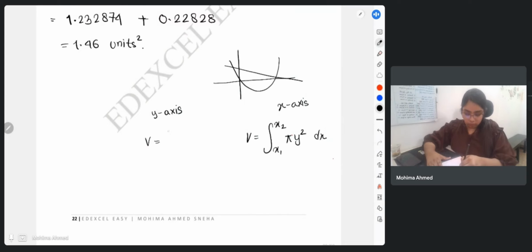Similar working has to be done for the volume if it is rotated through the y-axis. In that case, the limits would be y2 and y1. This time, we're going to use the y coordinates for this graph, and it's going to be pi x squared dy. These are the two formats of the volume calculation. You have to focus on whether the question states that the area or volume is generated through or rotated through the x-axis or y-axis.